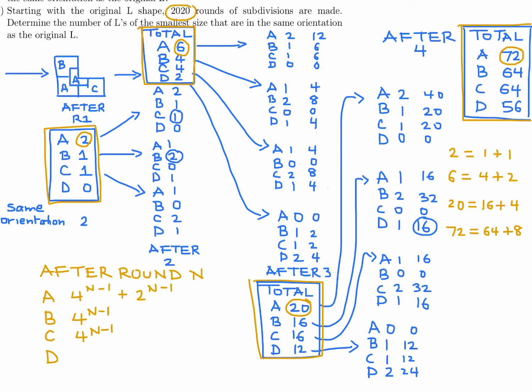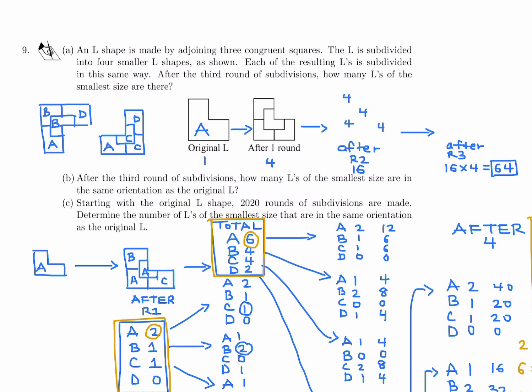And therefore, when n equals 2020, the value for a would basically be 4 to the power of 2019 plus 2 to the power of 2019. And that's the answer.